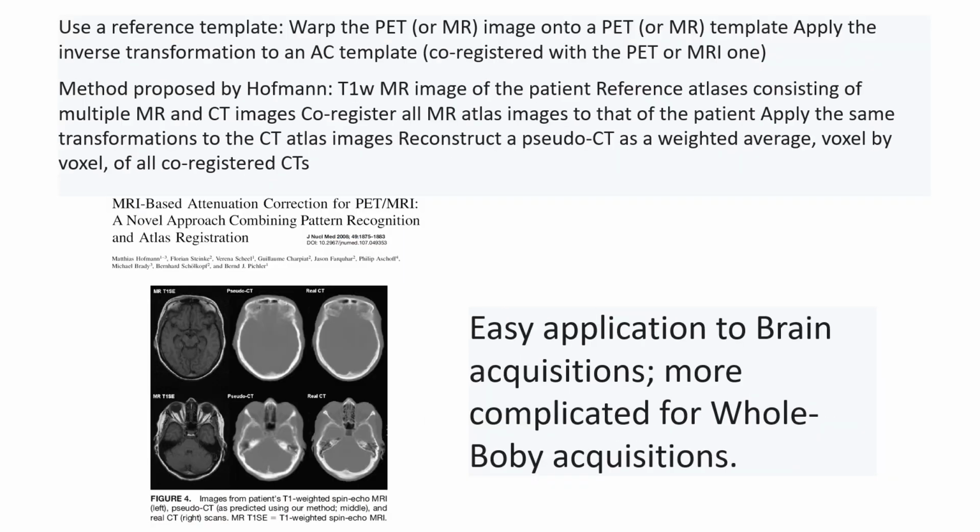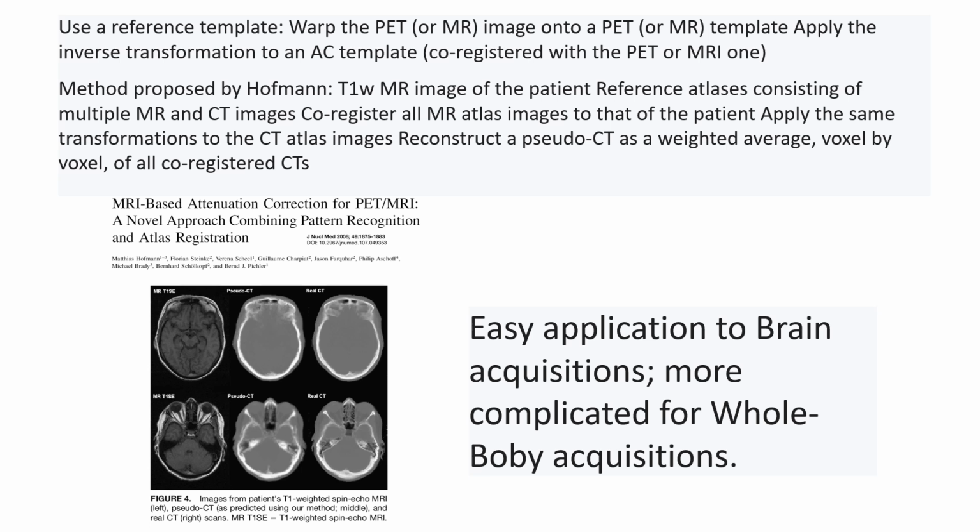Another way for attenuation correction in MRI PET scanners is to use a reference template. We first warp the PET or MR image onto a PET or MR template. Then we apply the inverse transformation to an AC template co-registered with the PET or MRI. For example, the method proposed by Hofmann uses a T1 weighted MR image of the patient and a reference template consisting of multiple MR and CT images.